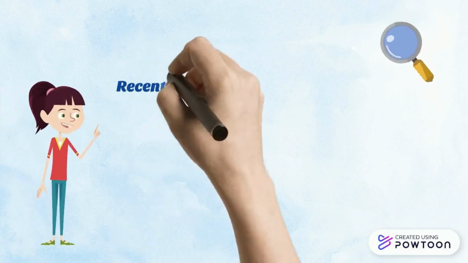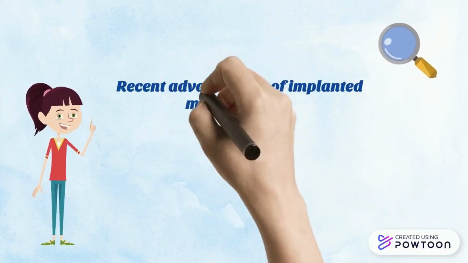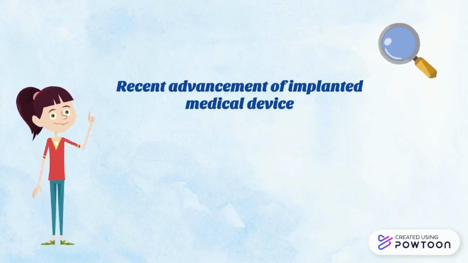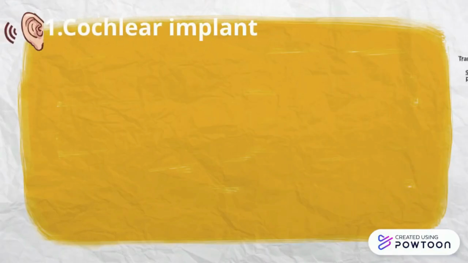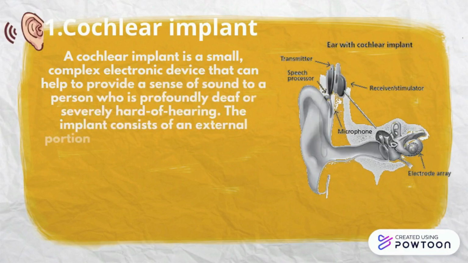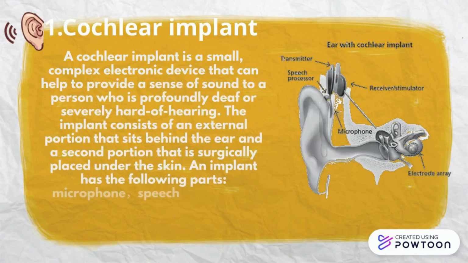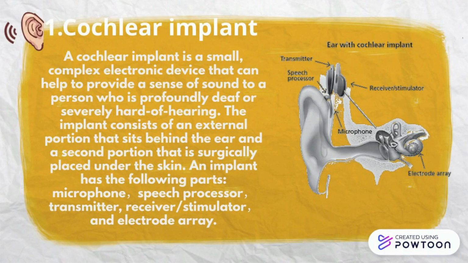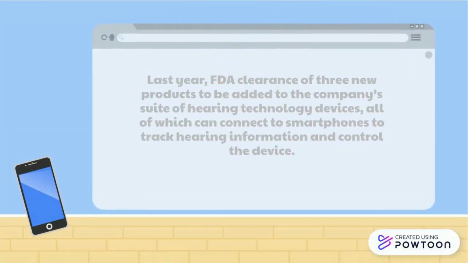Let's look at some recent advancements of implanted medical devices. The first one is the cochlear implant. It is an electronic device that partially restores hearing, and it has 5 parts, which are the microphone, speech processor, transmitter, receiver, and the electrode array. And last year, the FDA cleared 3 new products, which can connect to smartphones to track hearing information and control the device.